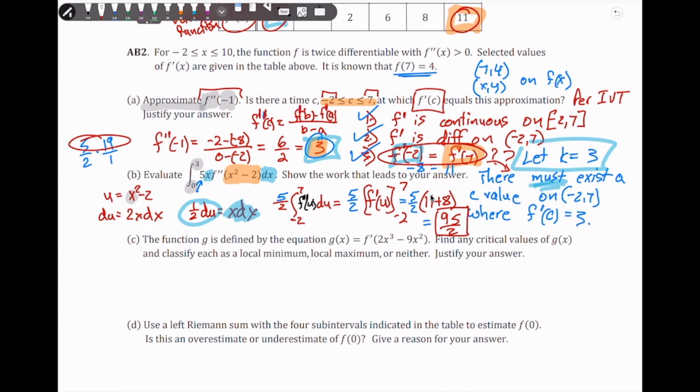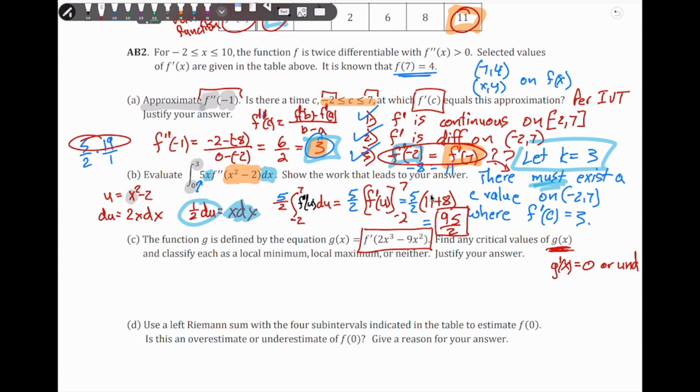Let's look at C. It says the function g is defined by the following. So g of x is equal to this stuff right here. It says find all the critical values of g of x. So I'm already thinking critical numbers of g of x mean when g prime of x is equal to 0 or undefined. Okay, and classify each as a local minimum, maximum, or neither, and justify your answer.